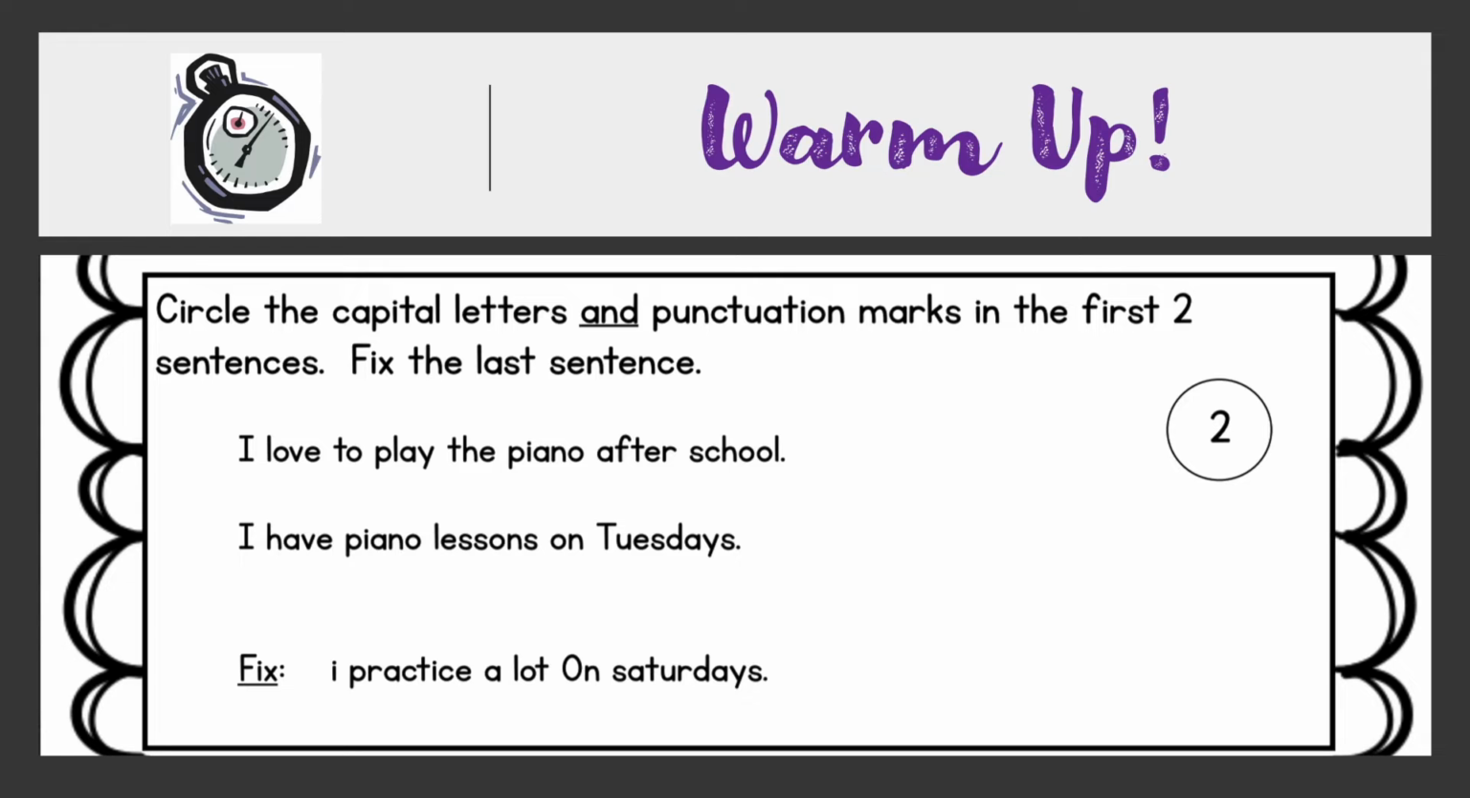So the first sentence says, I love to play the piano after school. You were supposed to find the capital letter and the punctuation. I see a capital I at the beginning of the sentence, and I see a period as the punctuation. The second sentence is, I have piano lessons on Tuesday. Again, I see a capital letter in the beginning of the sentence with the letter I, and I see a period at the end of the sentence as the punctuation.